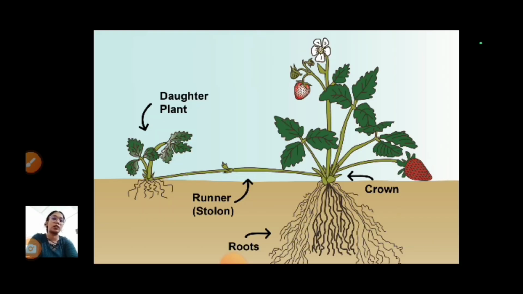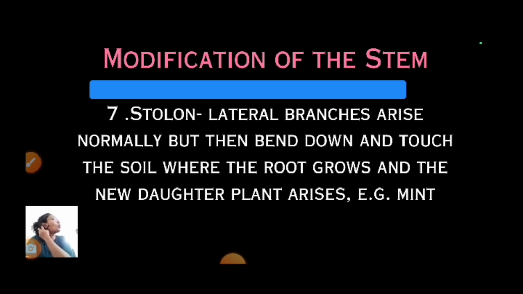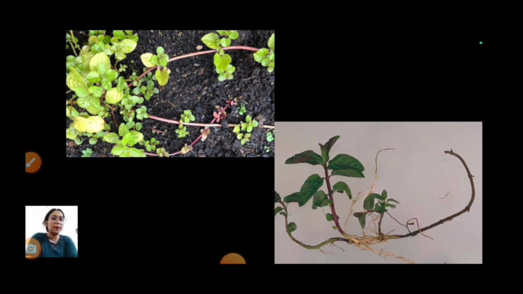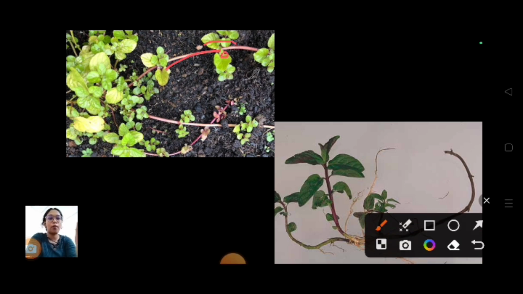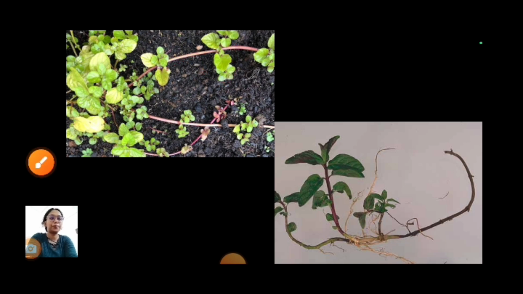Okay, from the nodes. But in case of stolon, whenever a plant is having a lateral stem growing, and it is touching the ground, then the roots will come up and form a baby plant, daughter plant, like in mint. Okay, like in mint. So this is a picture of a mint plant. Whenever it's touching the ground, it is forming the baby plant. Okay.